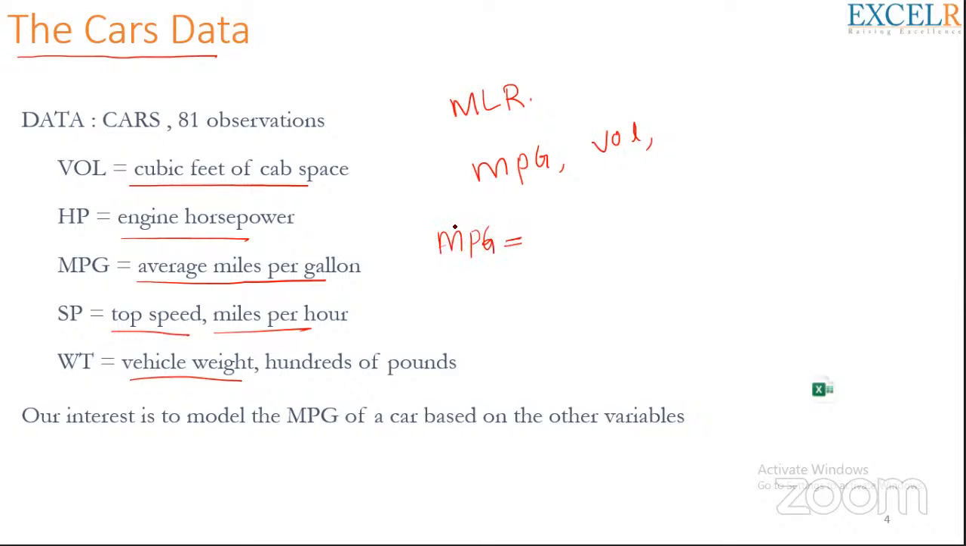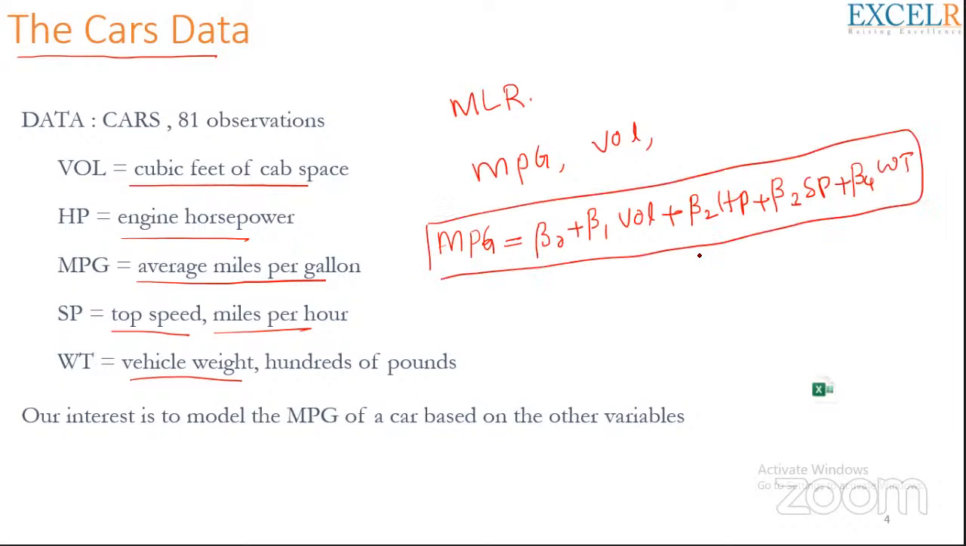MPG, miles per gallon, which is the y variable, is equal to beta naught plus beta 1 into volume plus beta 2 into HP plus beta 3 into SP plus beta 4 into WT. So this is my regression equation.